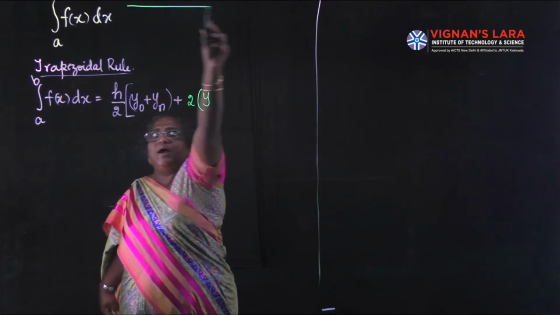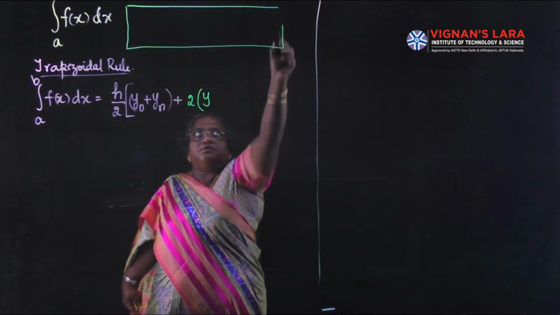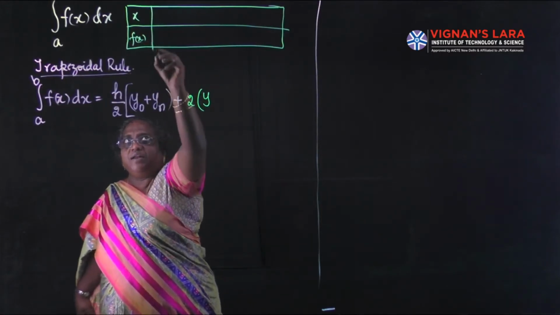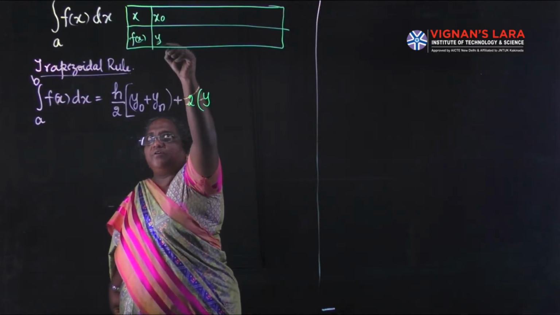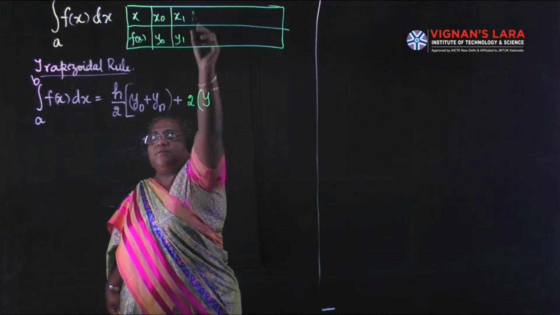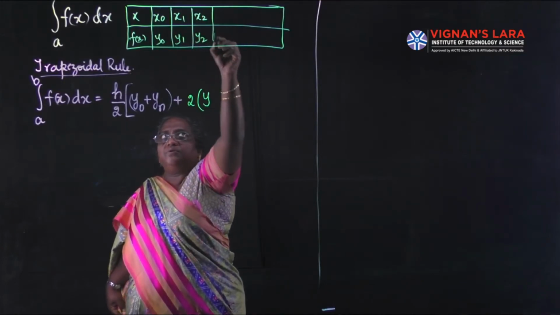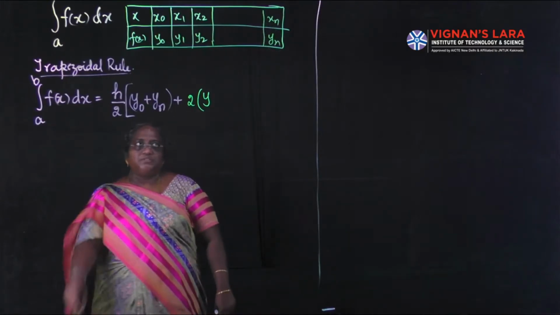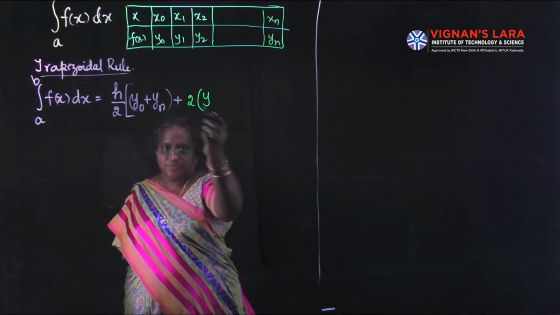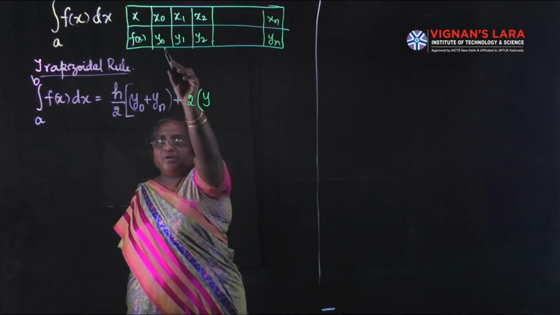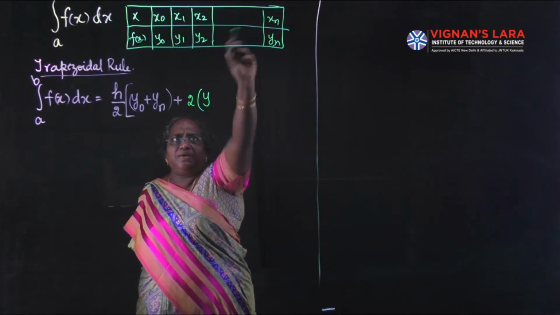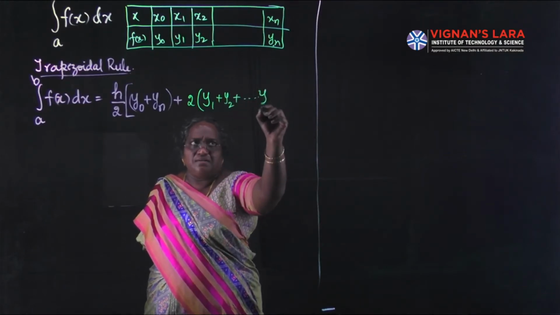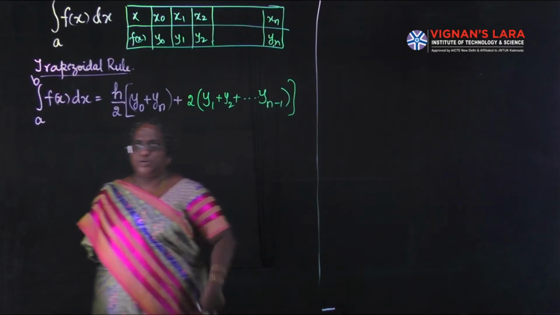So here we have to prepare a table. Starting with a given f of x, we take the values corresponding to x naught, we have y naught. For x1 we have y1, x2 we have y2, and so on, up to xn, we get yn. That depends upon how many subintervals we take. So what is excluding y naught, yn? All the remaining values in between. So 2 times y1 plus y2 plus so on, up to yn minus 1. So this is the trapezoidal rule.